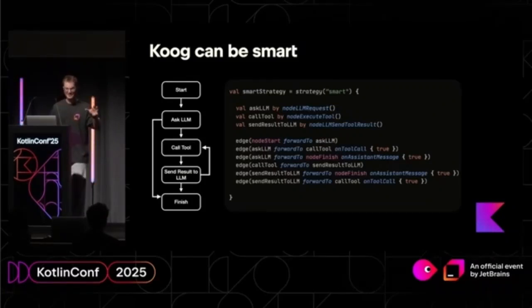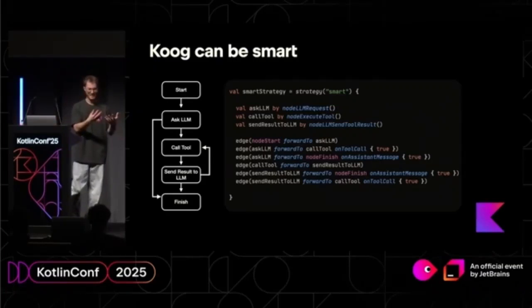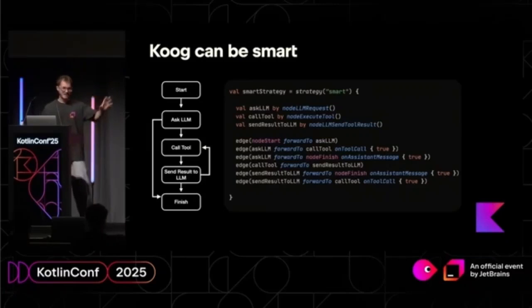Of course, you can define very custom pipelines in the form of graphs. Just look at the left picture. You have a start, you ask the LLM, then you call a tool, then you do something else, and then you finish. You can represent it in the form of a graph, which will guide the LLM through the process. That's the picture on the left. Actually, for you, it's on the right, but whatever. And on the other side, you will see the code.